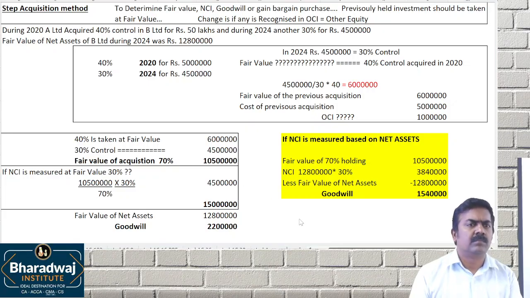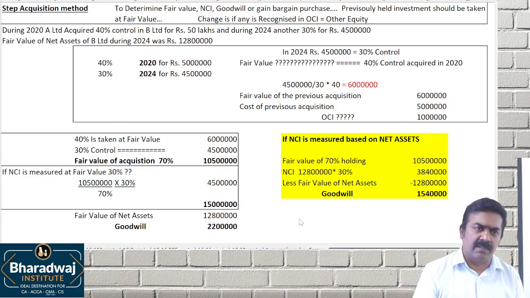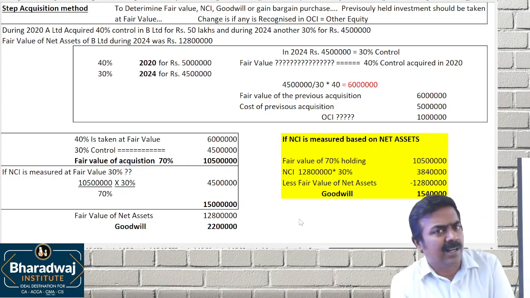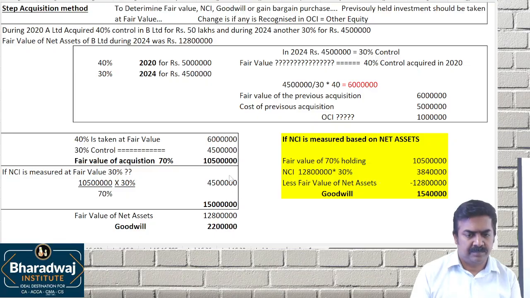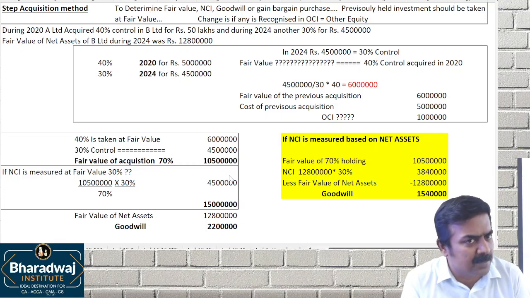Before reaching 50%, it will be recorded as investment in associate or joint venture, if control is less than 50%. More than 50% control, it will become either a holding or subsidiary company or business combination.